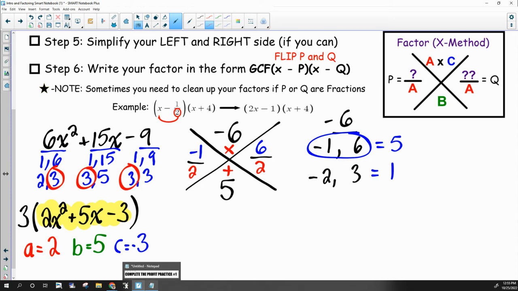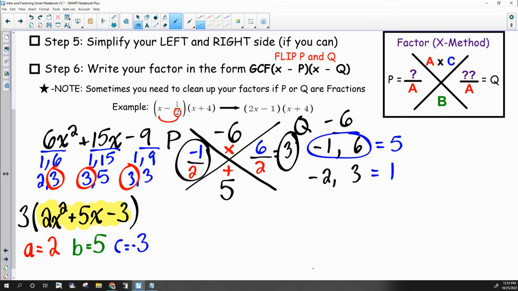-1 divided by 2, math, enter, enter. It's still -1/2. That's already simplified. That means -1/2 is our p-value. Right side, 6 divided by 2. 3. That's our Q value. Step 5, done. Simplified the left and right side.